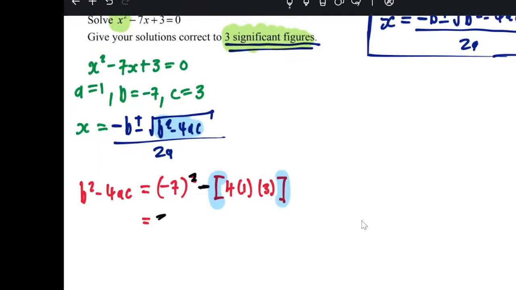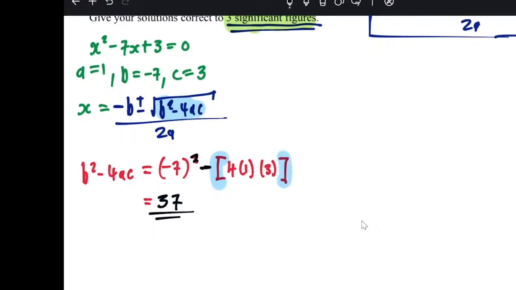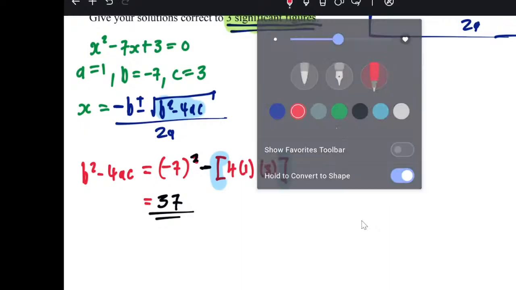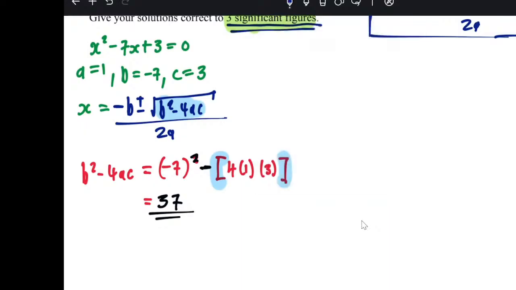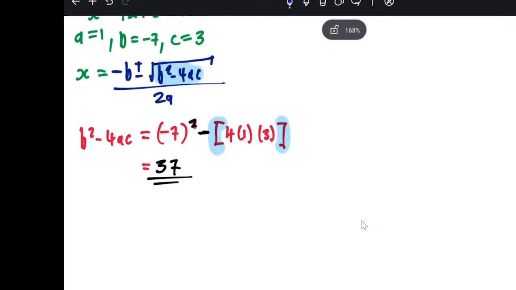You got 37. Does everybody agree with 37? Anyone who got a different answer? Did you get 37? All of you? Is there anyone else who got 37? Okay, good. I agree. Well done.